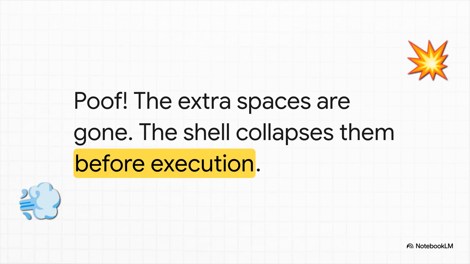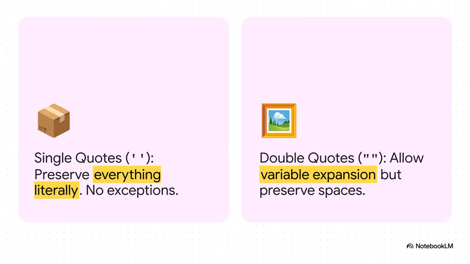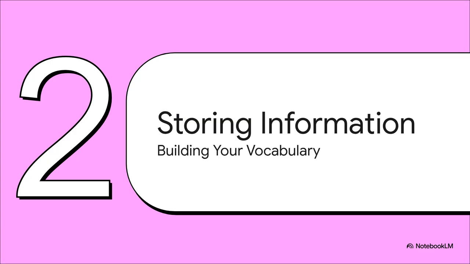So, how do we tell the shell, hey, back off, leave my text alone? Well, the answer is quoting. And this is a really crucial distinction. Just think of single quotes like a block of solid steel. Whatever you put inside is preserved exactly as you typed it. No interpretation, no exceptions. Double quotes, on the other hand, are a little different. They're more like a protective bubble. They'll preserve all your spaces, but they still let the shell peek inside and expand things like variables that start with a $ sign.